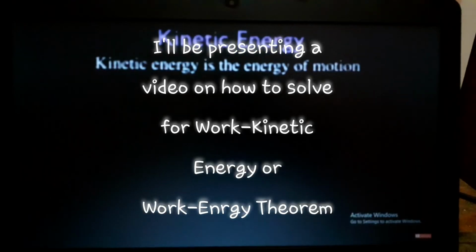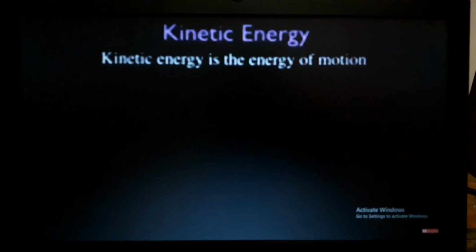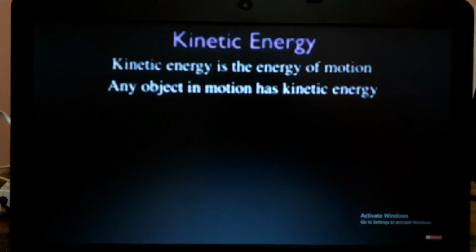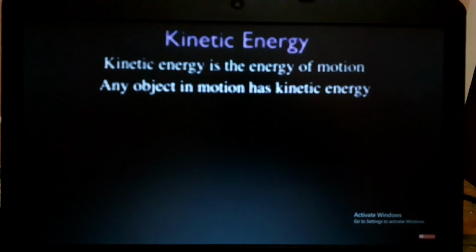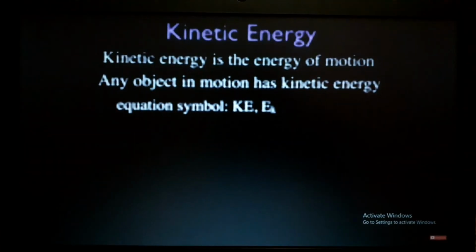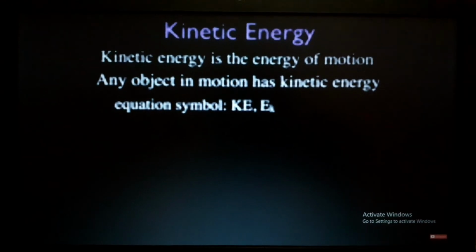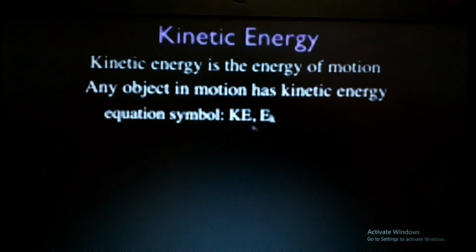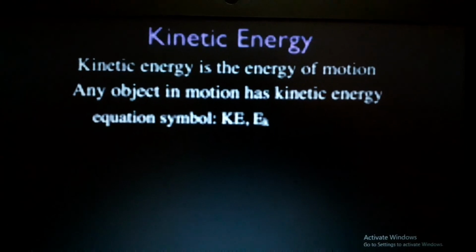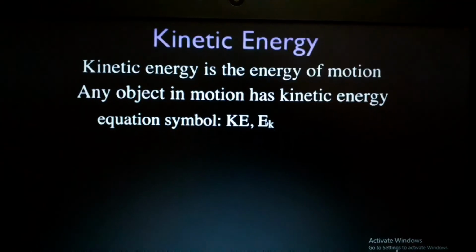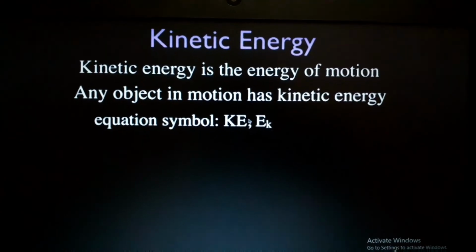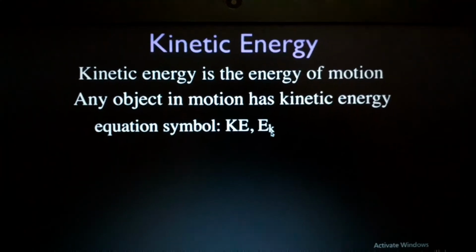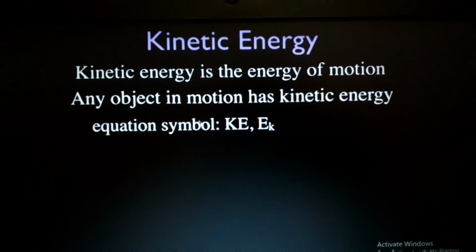I'll be showing a sample video presentation on how to solve work kinetic energy or work energy theorem problems. If an object is in motion, then it has kinetic energy. The symbol for kinetic energy is KE. I think this is the one you see most often, but you might also see E with a subscript k, like energy kinetic, just like you might see EP for energy potential. I tend to use KE, or EK.